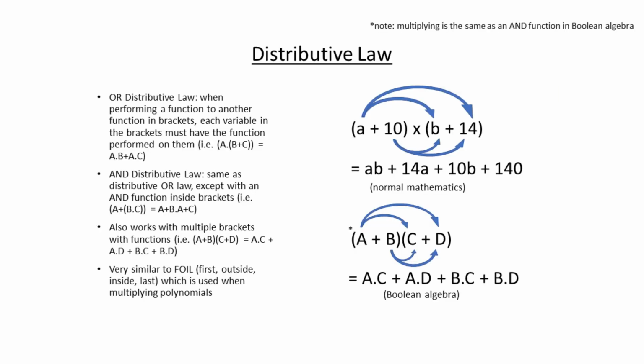The OR distributive law states that variable A ANDed with variable B or variable C is the same as A and B, or A and C, which is quite similar to distributing when multiplying polynomials. The AND distributive law also follows these distributing rules.